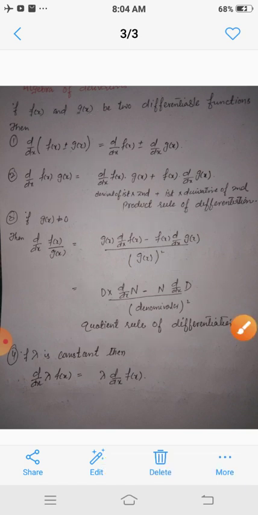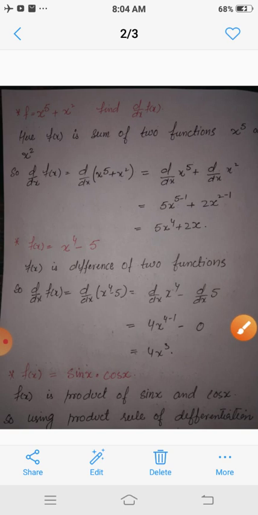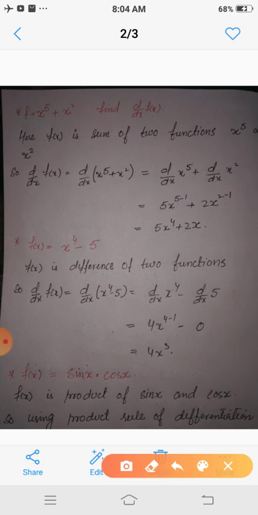Like if we consider f(x) equals x^5 plus x^2, x raised to power 5 plus x raised to power 2, we have to find d/dx of f(x). Here clearly f(x) is the sum of two functions, one is x^5 and the second one is x^2. This means that the differentiation of f(x), that is differentiation of x^5 plus x^2, is differentiation of x^5 plus differentiation of x^2.